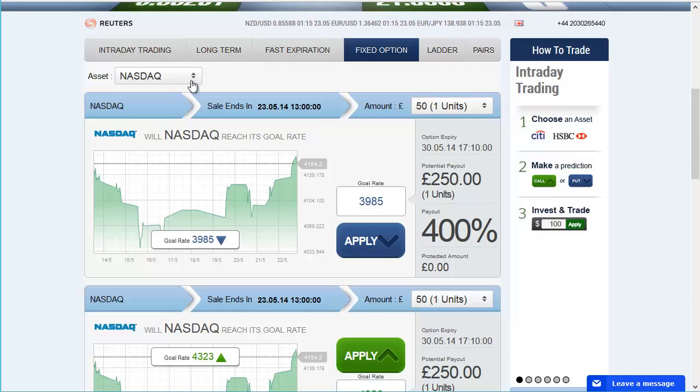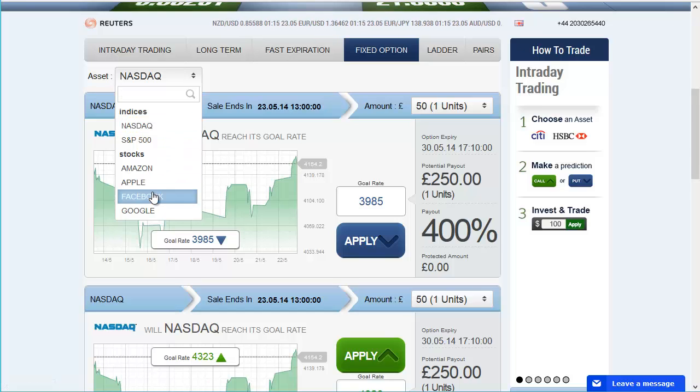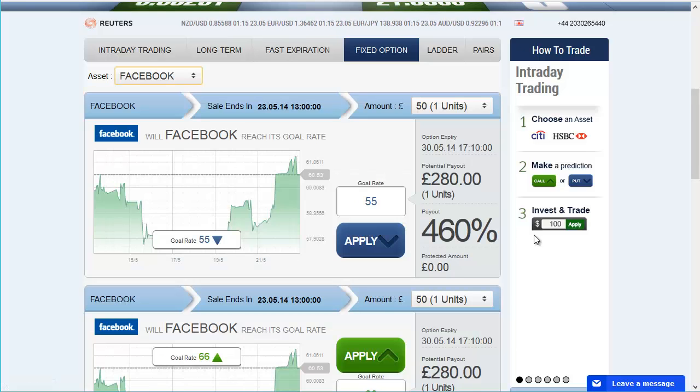You choose an asset. So in this particular case, let's say I choose Facebook, because there are a lot of different assets that you can use. Amount 50, and potential payout is 280. The payout is 460 for a put down to 55. Now, obviously, you can change this. You can change how you want to trade it, etc. But then you make your prediction. In this particular case, it's a put, for example, and you invest and you trade.